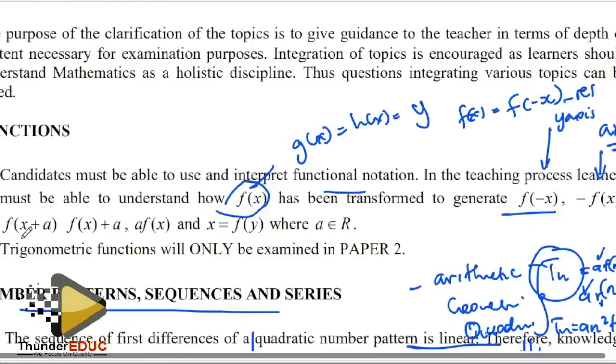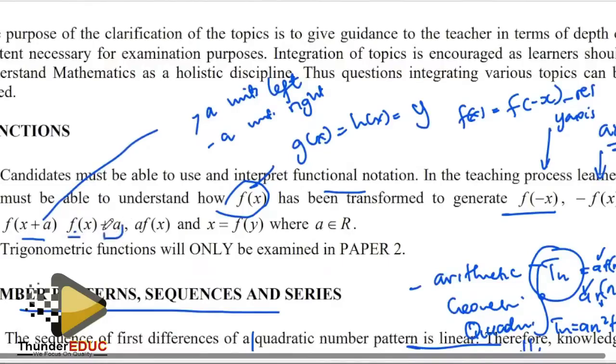Then if we have f of x plus a, this is a shift. In other words, the graph has been moved some units. So it's a units. If it's positive, it's going to be to the left. And if it's a negative a, it's a units to the right. And then if we have f of x, and then plus a, where a represents any number, this a is going to represent a shift which is vertical. The graph is being moved up or down, and so on and so forth. So trig functions, these can only be found within paper 2.